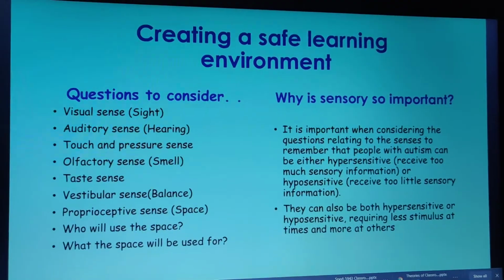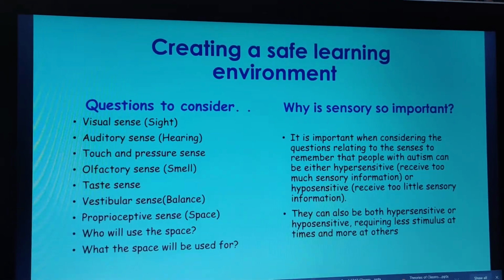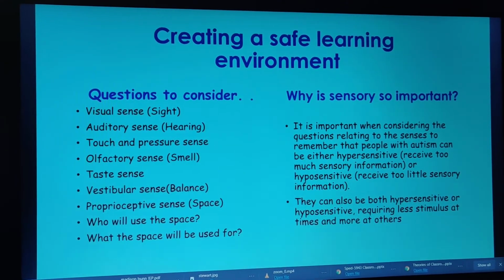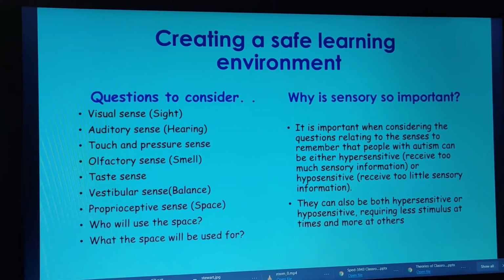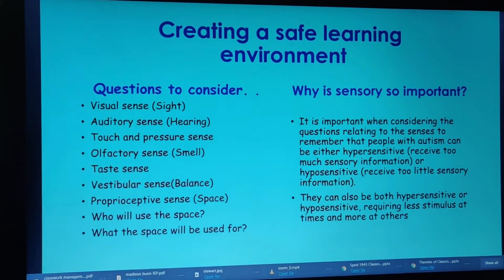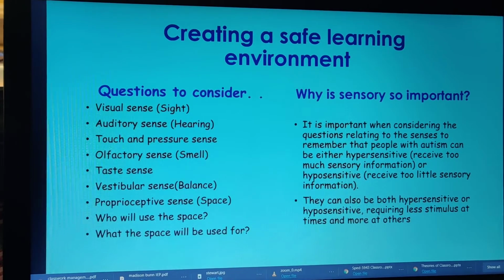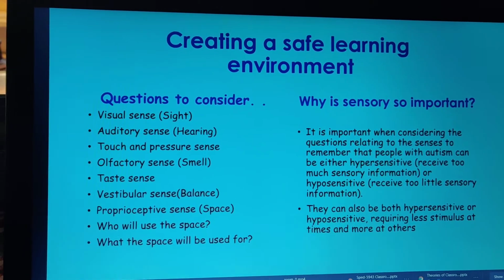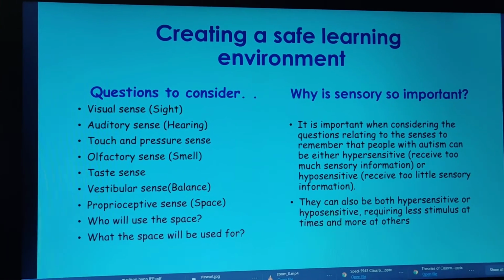Creating a safe environment. So some questions to consider is, you should always make sure that there's visual sense, auditory sense, touch and pressure, the smell, the taste, the balance, the space, who will use the space, and what the space will be used for. You should make sure every single one of those questions is answered in your classroom.